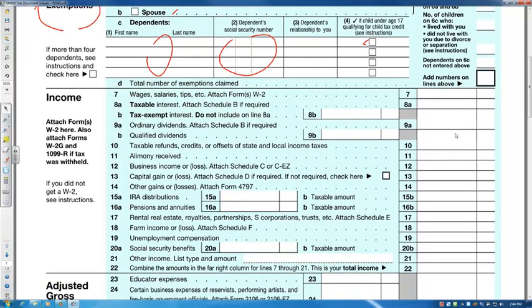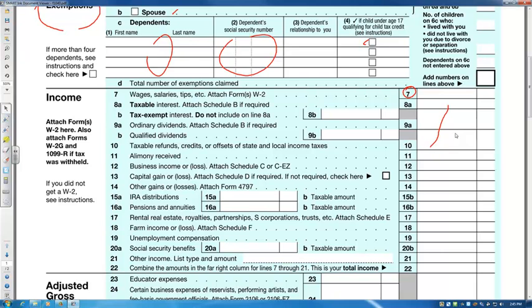The next big section here is the income section. Here you're going to record all the income that the taxpayer received during the year. What's really common and you'll deal with mostly is number 7, which would be wages, salary. Those are reported on a W-2. You'll see a lot of interest income and dividend income. That comes from your investments.